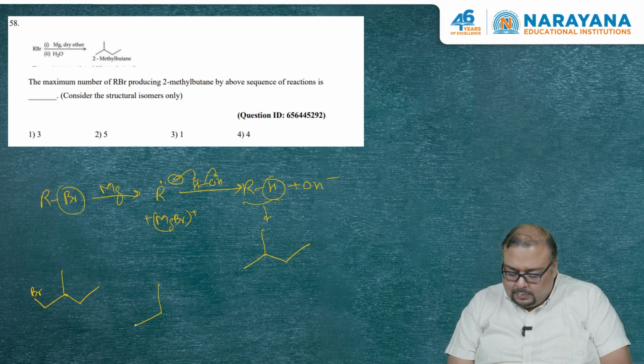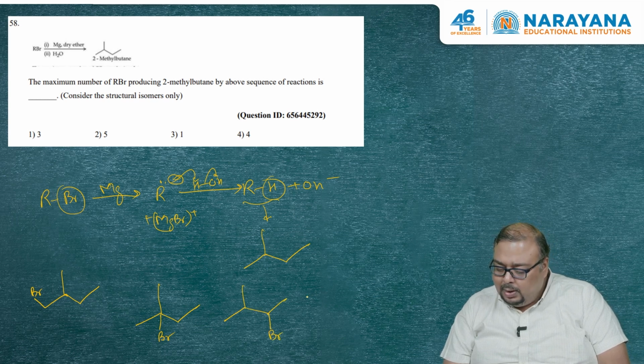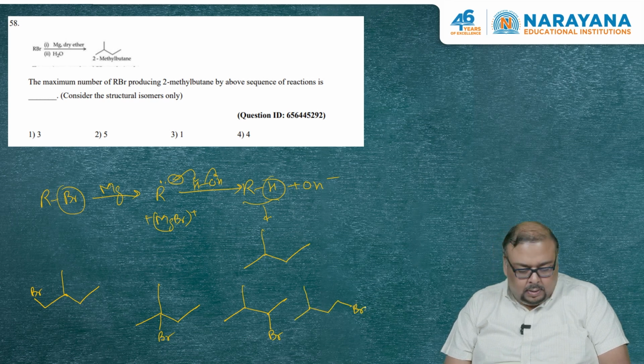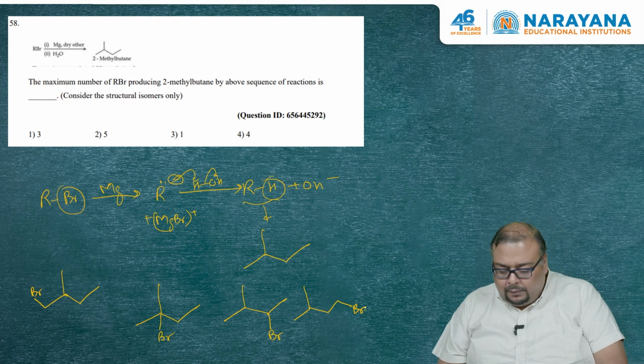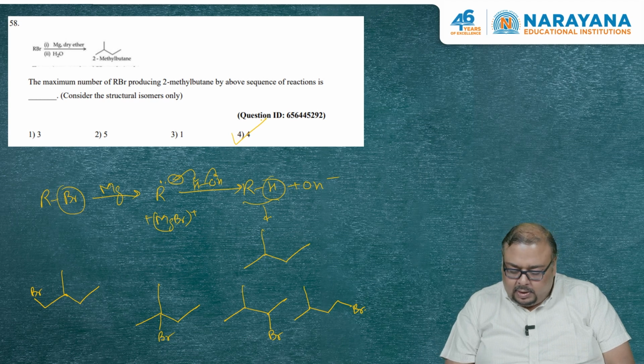Another is this one. One is this one. Now here they are only asking for structure, so we don't have to worry about the chiral center here. And the last one is this one. So you will get 4 structural isomers. So the correct answer should be option 4. Next is question number 59.